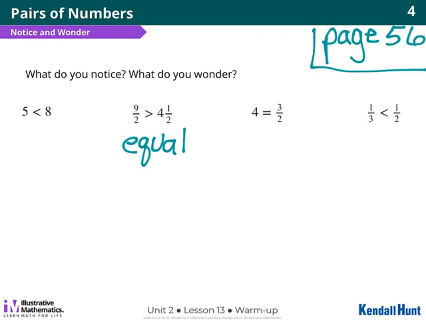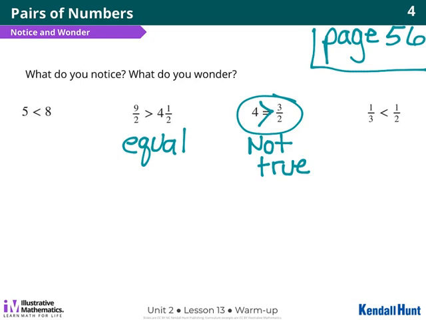Yeah. River. I noticed that the third one isn't true because 3 halves would only be 1 1/2, but 4 is 8. So it would be 8 halves, right? To make 4. Good job. So 4 is actually greater than 3 halves, isn't it? Okay, great.